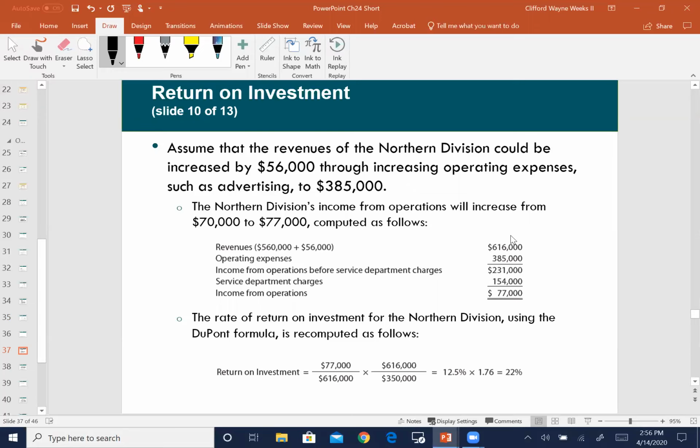And we just crunched the numbers. We added the revenues. The benefit of that, we've also increased our operating expenses here. We've now created income from operations of 77,000 instead of the old 70,000. You plug that into our DuPont formula, and we go from that 20% now up to 22%. And so this just allows us another tool on decision making.